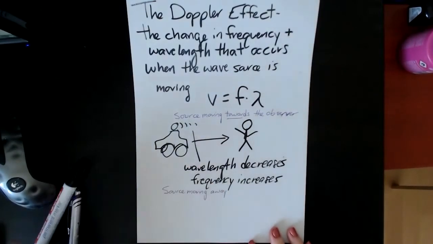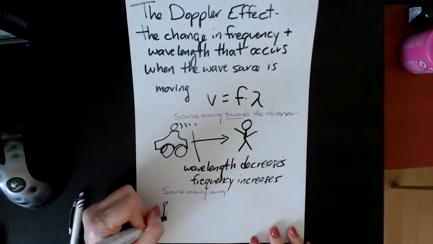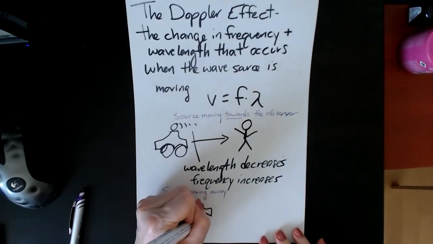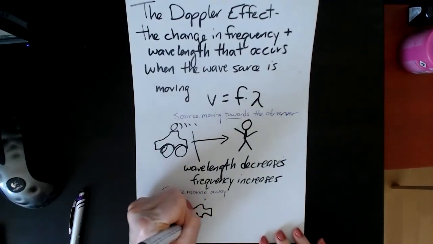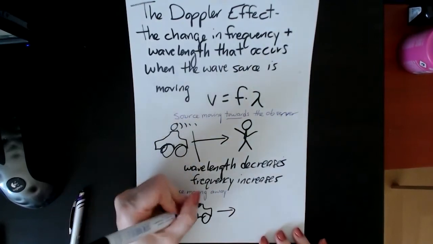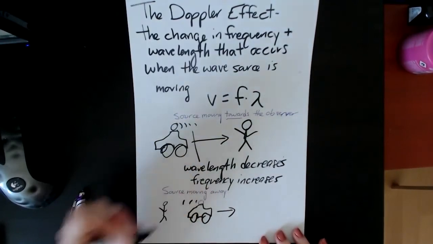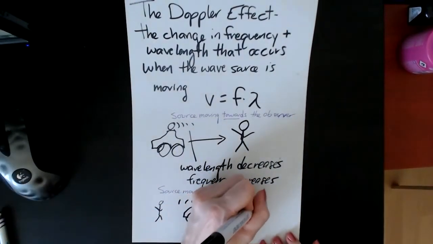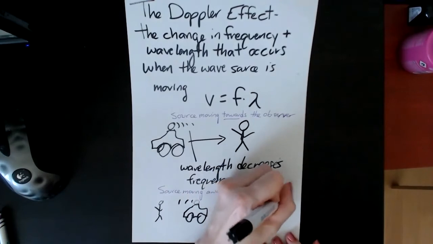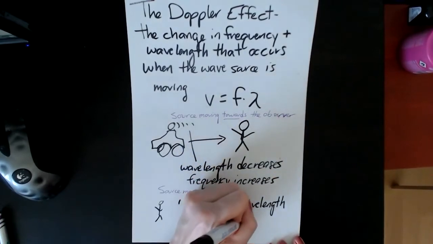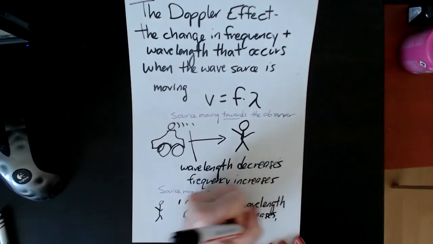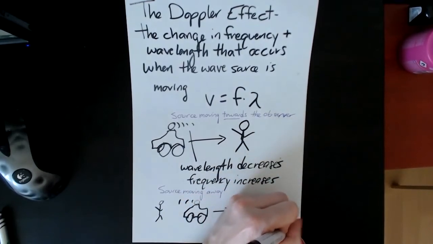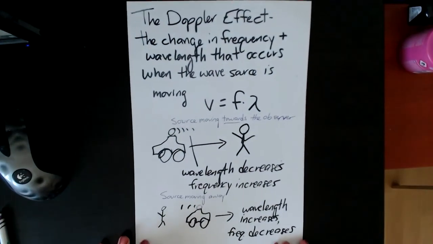If the source is moving away, then you're going to get the opposite, right? You have a person here, and the source is going this way, right? And so this is the siren. The idea is that here, the wavelength is going to increase. It gets stretched out as the object moves. So the wavelength increases and the frequency decreases. All right, so that's the Doppler effect.